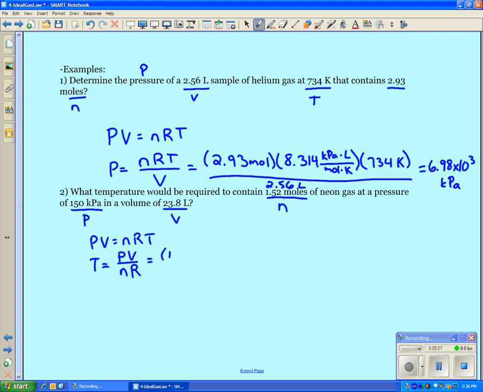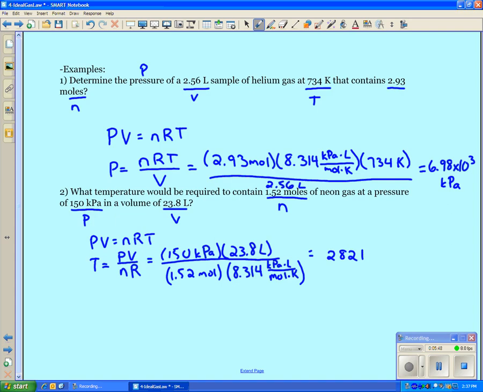So pressure is 150 kilopascals, volume 23.8 liters, moles was 1.52, and ideal gas law constant 8.314 kilopascal liter over moles Kelvin. Again, just put that into your calculator. Make sure you put it in correctly and carefully. Divide by both that 1.52 and 8.314, and your answer should come out to 282 Kelvin.